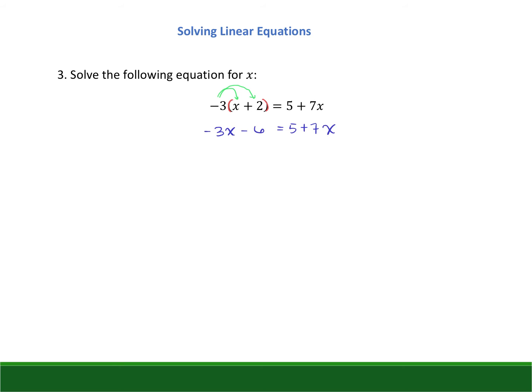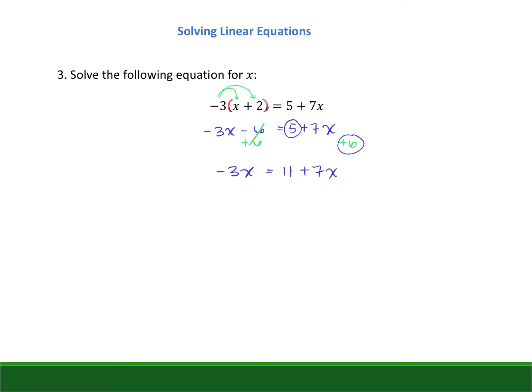Okay, so now we're going to use inverse operations to solve for x. So I'm going to bring all my x terms to the left and bring all my constants to the right. So to bring my constants to the right, I'm going to add 6 to both sides. That's going to cancel out on the left, leaving me with -3x on the left. And on the right here, I can combine 5 and 6, so that gives us 11 plus 7x.